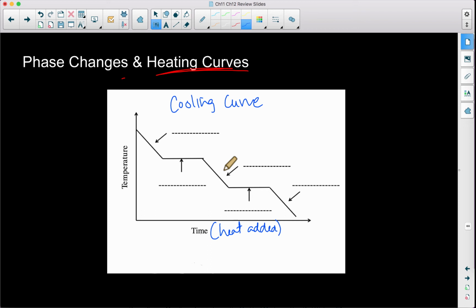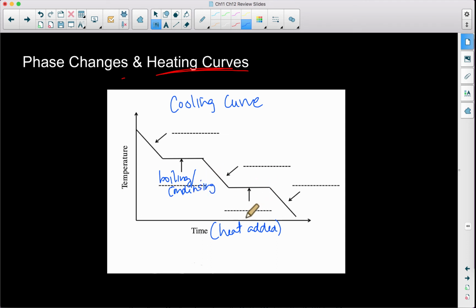How could we start? Let's label our plateaus. We understand that. What happens at a plateau? Phase change happens at a plateau. So here we have one phase change, here we have another phase change. One must be melting, one must be boiling. How do we know the difference? This is higher temperature. At a higher temperature, that's going to be boiling or freezing. So we could label this as boiling or freezing. Nope, not freezing. Condensing.